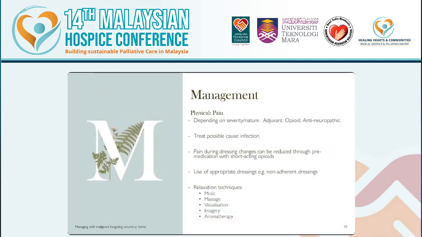For pain, it depends on our pain assessment. If the pain is just minimal, prescribing an adjuvant will be enough. However, if the pain is very severe, prescribe an opioid like morphine, or an anti-neuropathic if there is neuropathic involvement. And if you notice there is infection going on, then prescribing antibiotics will be our management.